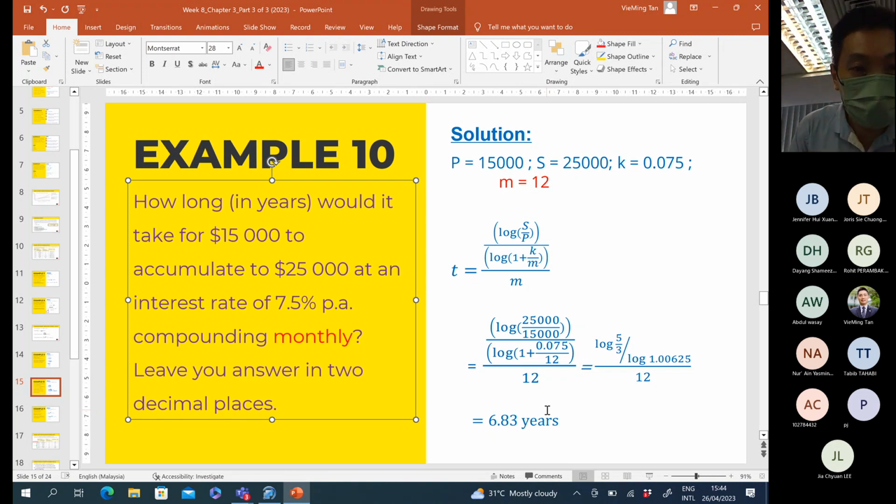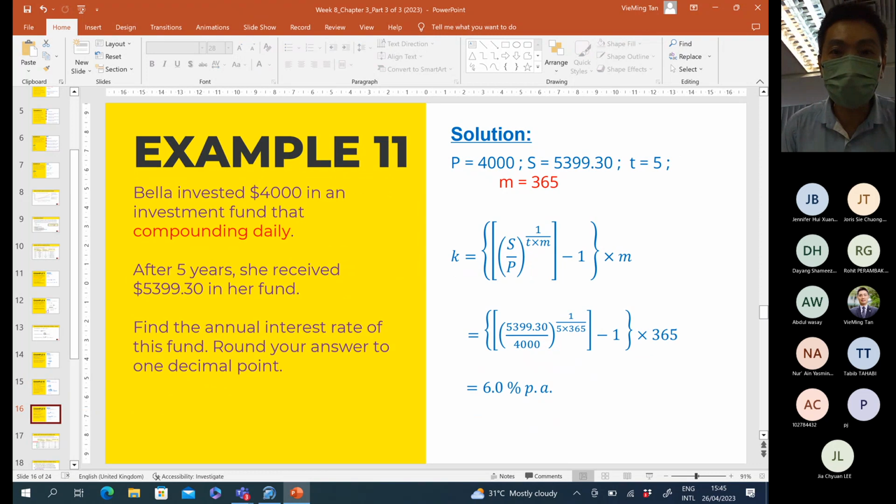Right? Okay, next example. The next example is to calculate the K using this formula, which is transposed from the formula of S. K refers to the annual compound interest rate. Okay, so let us analyze the question.